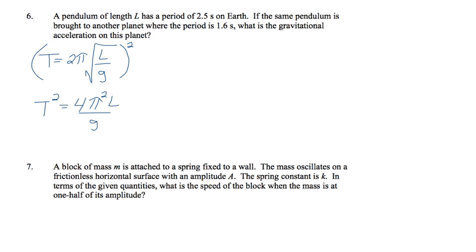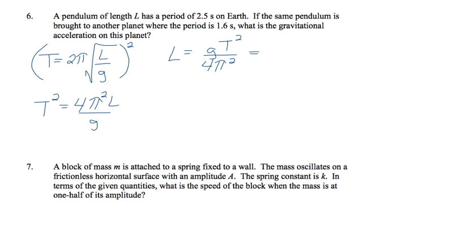Now, I want the L. So I'm going to move the G up there, and I'm going to move the 4 pi squared down there. And when I'm done, I'm going to get L equals G T squared over 4 pi squared. So that's what I get when I rearrange the equation to solve for the L. I want to know how long the pendulum is that I'm going to bring to another planet to see what the gravity is on that other planet.